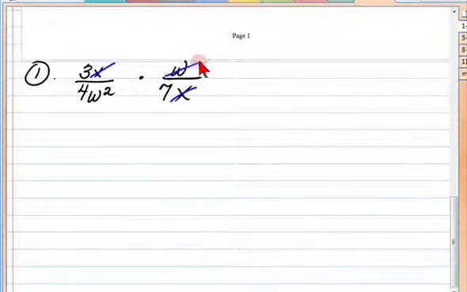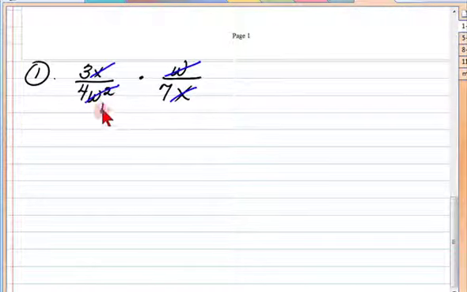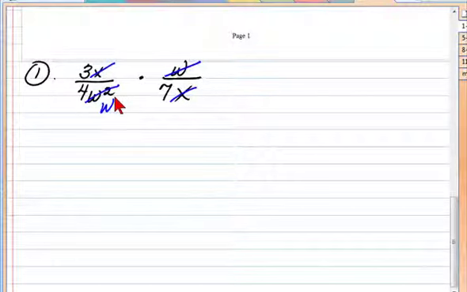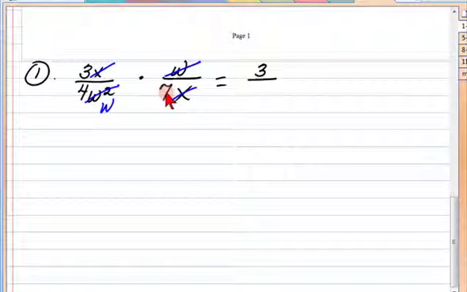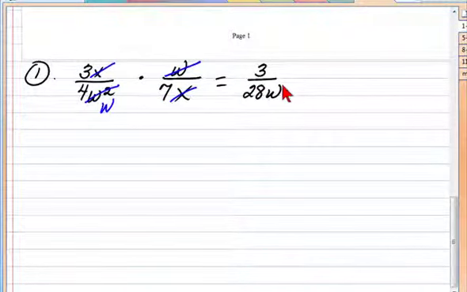W's. I have a single W here. I have W squared down here. So if I divide it, do you agree I get one W down there? Anything else? I don't think so. What do I have left? I have a 3 in the numerator. The denominator, I have 4 times W times 7. So I will call that 28W.